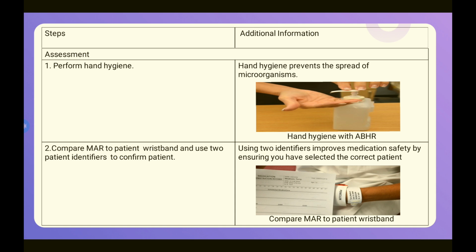The second step, compare the medication administration record to the patient wristband and use two patient identifiers to confirm the patient. The rationale for this is that using two identifiers improves medication safety by ensuring that you have selected the correct patient. As you see in the next image, compare the medication administration record to the patient's wristband.